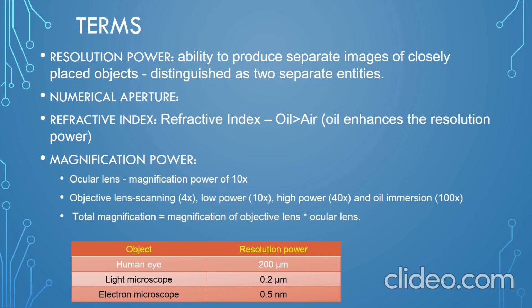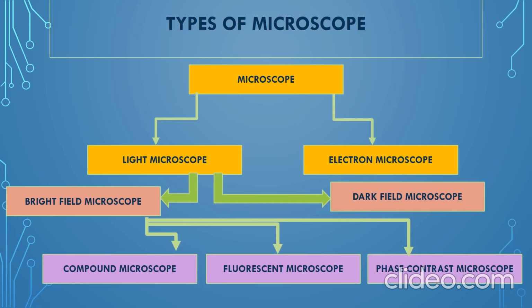The clarity is also important. So the resolution power of the human eye is 200 micrometer. The light microscope is 0.2 micrometer and the electron microscope is 0.5 micrometer.